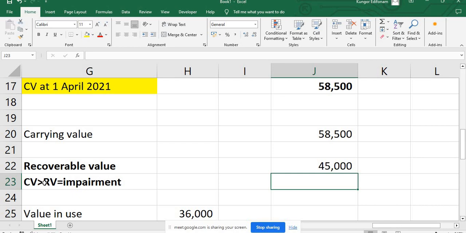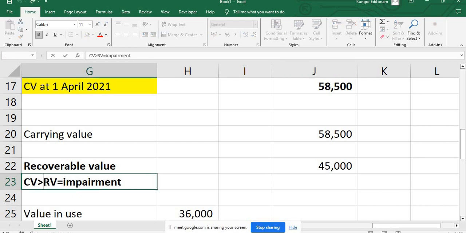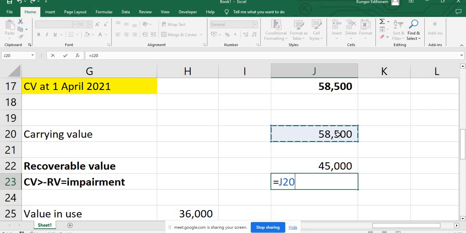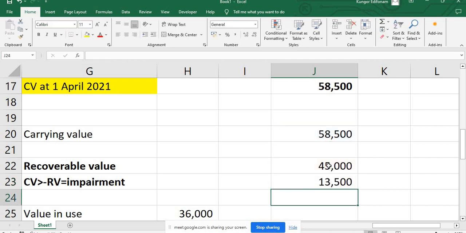So in other words, if it's greater, then the difference, so I'm putting a minus, should give you the impairment. So the difference between the carrying value, if only the carrying value is higher, will give us the impairment. So the impairment value is 13,500.